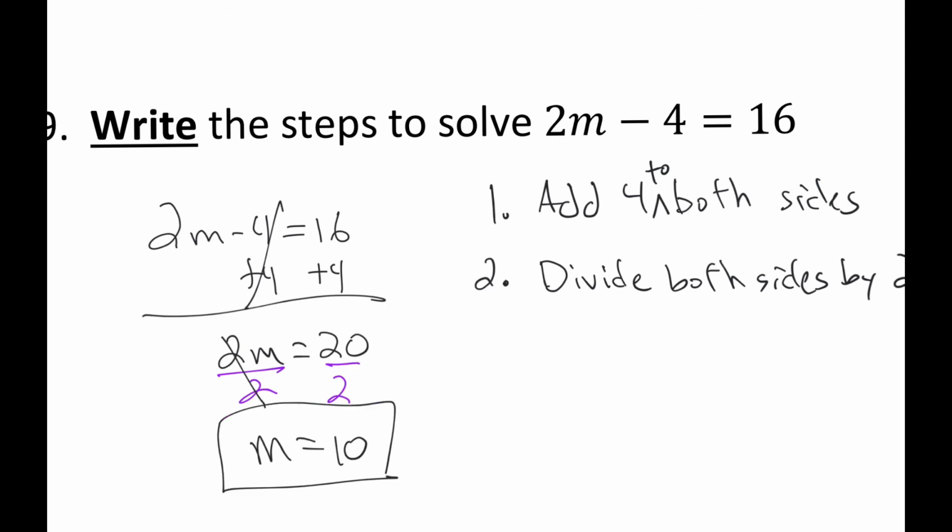Now for the midterm, they might not give you guys the answer m equals 10, but you guys need to look for the sides. If they say do the opposite, well, you guys know you have to do the opposite of minus 4. So you add 4. So the opposite of minus 4, add 4 to both sides. And the opposite of multiplying right here, 2 times m, is division. And then you guys divide both sides by 2. And that's how you guys solve the equation to get the variable by itself.